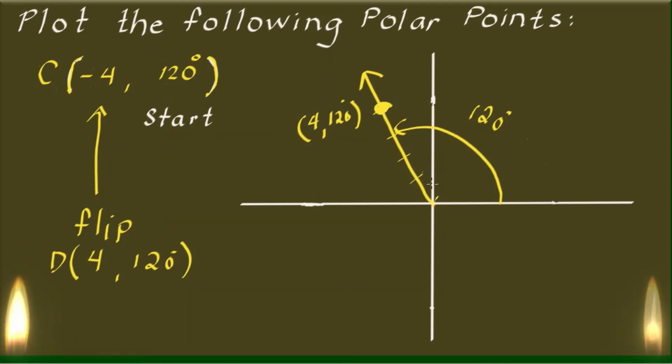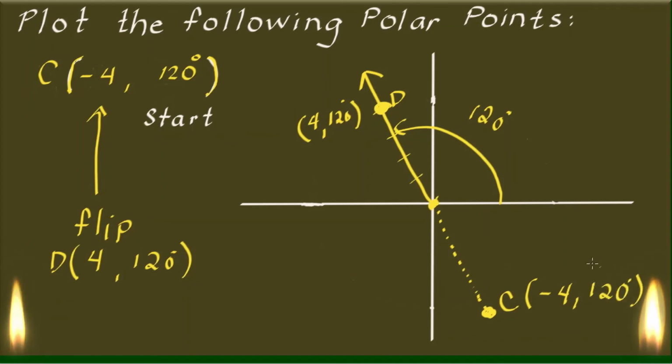Now once we flip this point, we're going to get point C, which is directly opposite point D. So this is our point C with polar coordinates (negative 4, 120 degrees). Note that the angle stays the same, but the r, which is 4, turns into a negative 4 because of the flipping or the reflecting that we did.